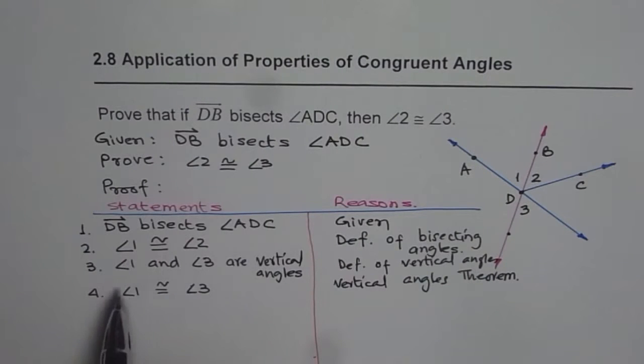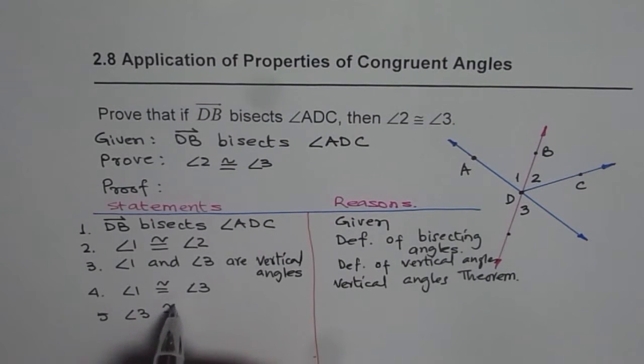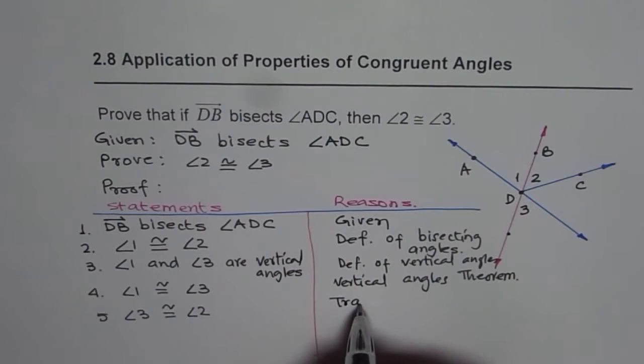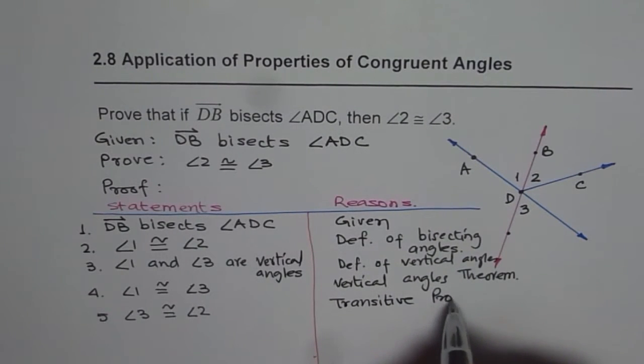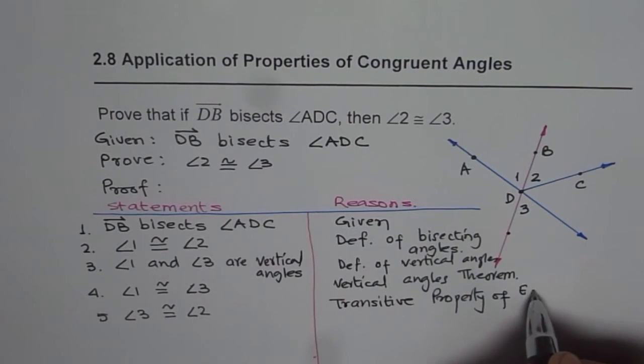So what you get here is, in statement 2, we are saying that angle 1 is congruent to angle 2, and in statement 4, we are saying angle 1 is congruent to angle 3. That really means that angle 3 is congruent to angle 2. That is the transitive property of equality.